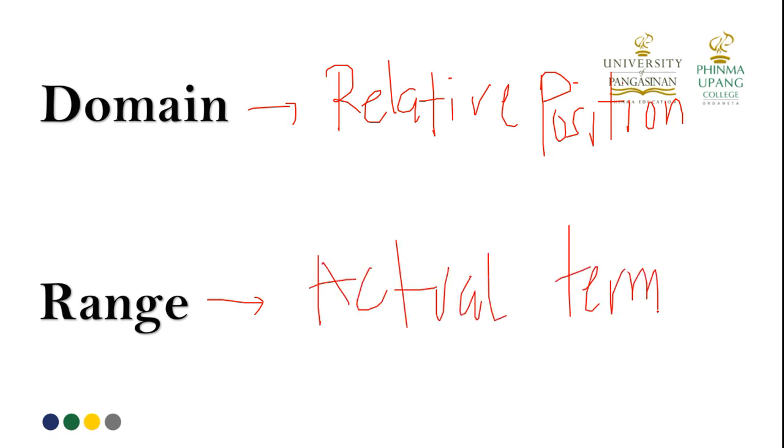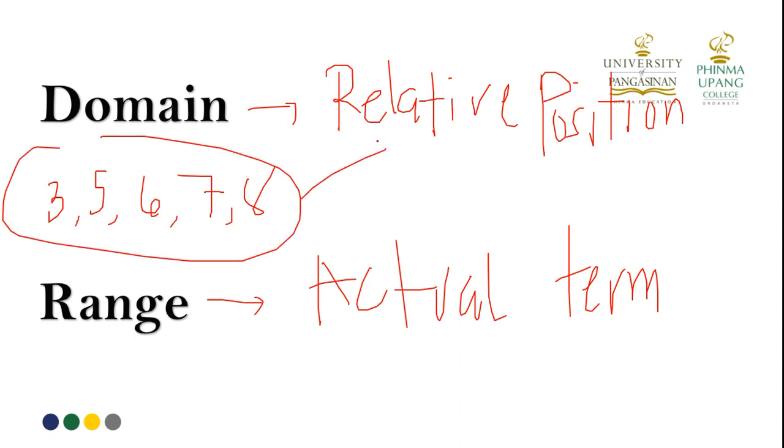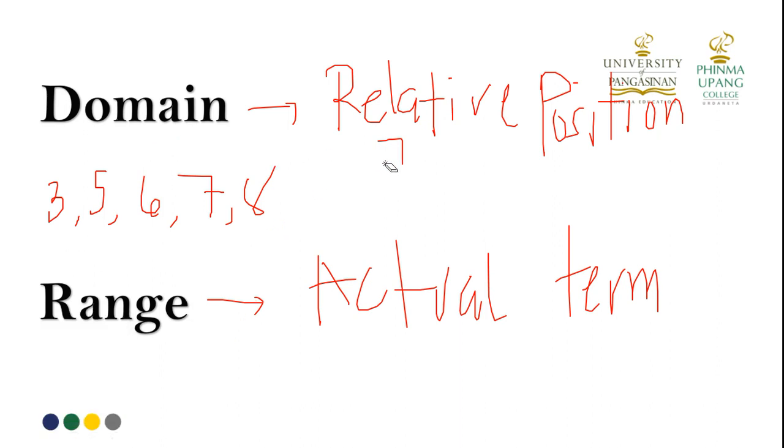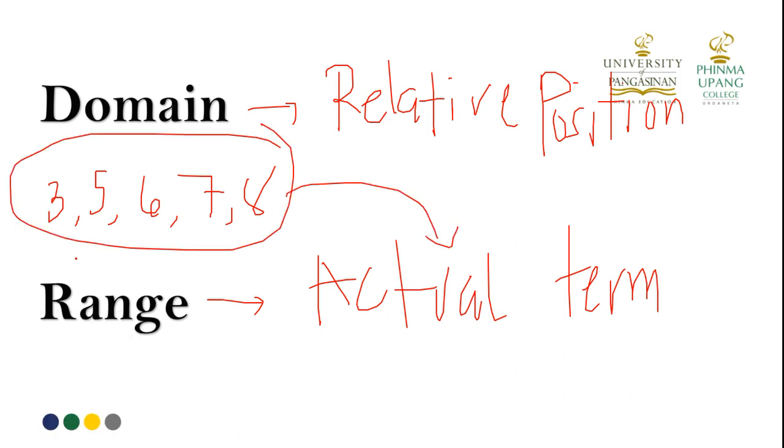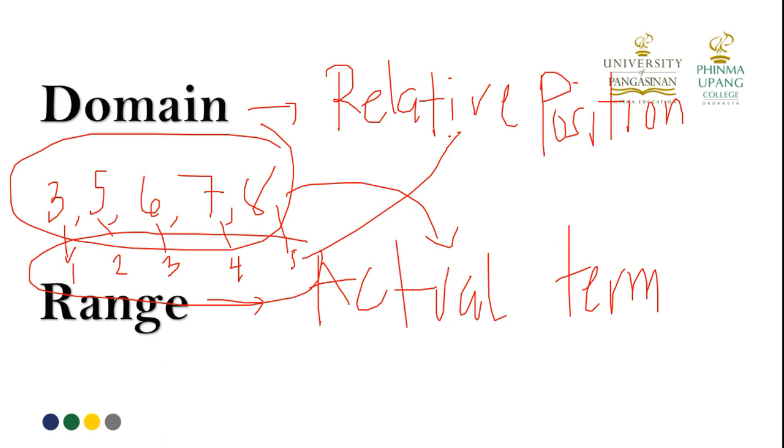Alright? So, kapag binigyan ko kayo ng 3, 5, 7, and 8, ang tawag sa 3, 5, 7, and 8 is the actual sequence or terms. And then, yung position nila is position 1, position 2, position 3, position 4, position 5. So, yung 1, 2, 3, 4, 5 is the relative position. That is the difference of the two. Do you have any questions in our terminologies?